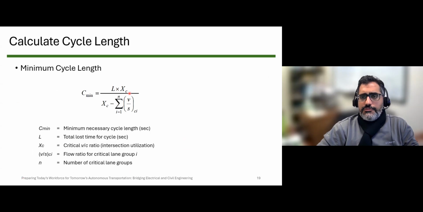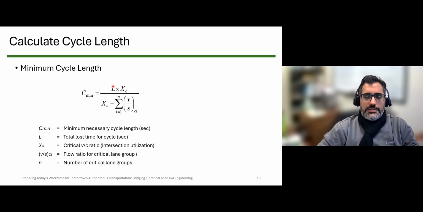With that being said, there are different ways to calculate minimum cycle length. To calculate cycle length, we have minimum cycle length, optimum cycle length, desirable cycle length. There are theoretical equations here and there to find the cycle length. I want to talk about two of them in this lecture: minimum cycle length and desirable cycle length. So minimum cycle length will be calculated using this equation: L, which is the total loss time, times the intersection utilization, divided by the intersection utilization minus the summation of flow ratios. Let me very briefly talk about the variables here.